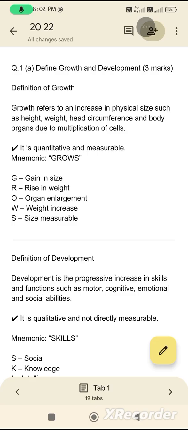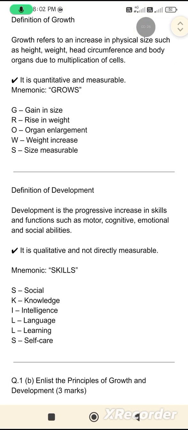Growth refers to increase in physical size such as height, weight, head circumference and body organs due to multiplication of cells. Quantitative process and measurable. Development is a progressive increase in skills and functions such as motor, cognitive, emotional, and social abilities. Qualitative process, not directly measurable.